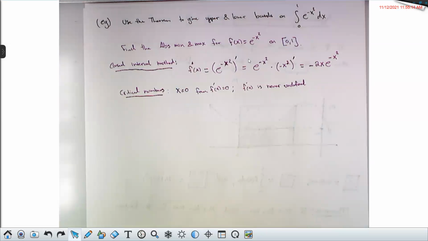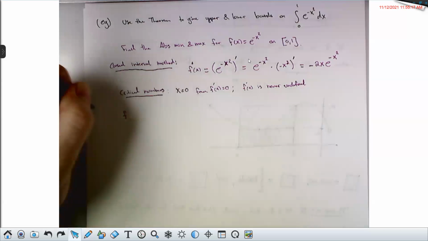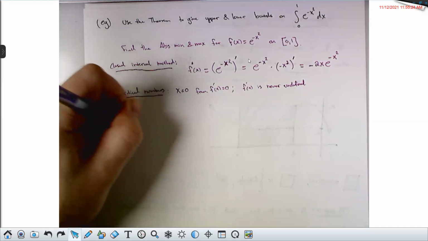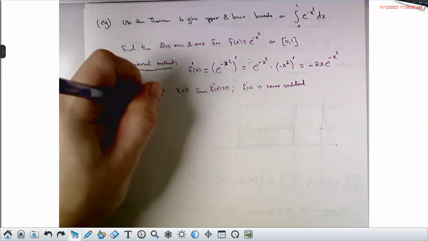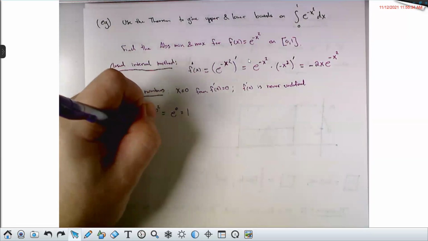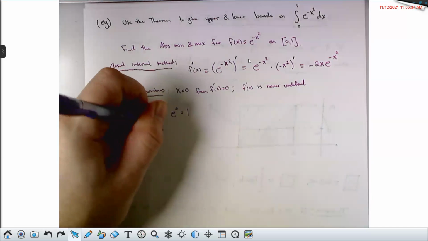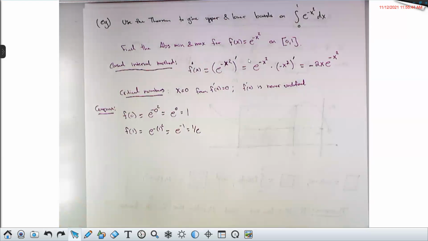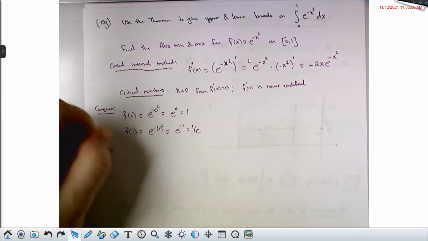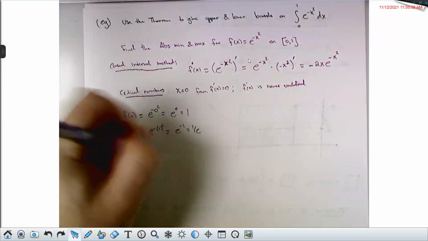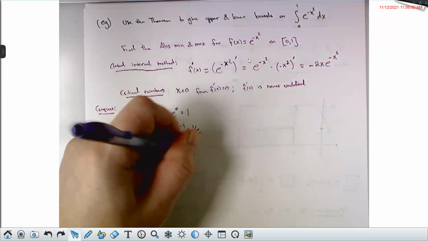The critical number is an endpoint. So we just have to compare f of 0 and f of 1. Well, f of 0 is e to the negative 0 squared, which is e to the 0, which is 1. F of 1 is e to the negative 1 squared, which is e to the negative 1, or 1 over e. So little m, the absolute min, is 1 over e. And big M, the absolute max, is 1.